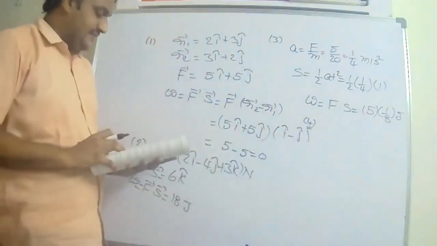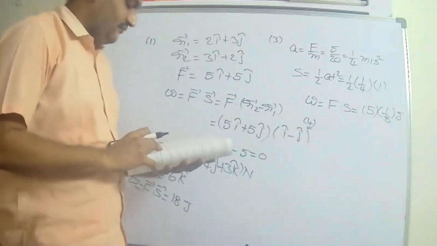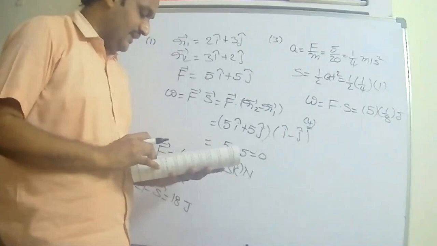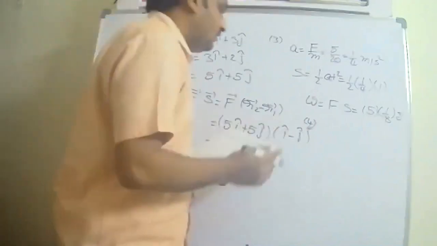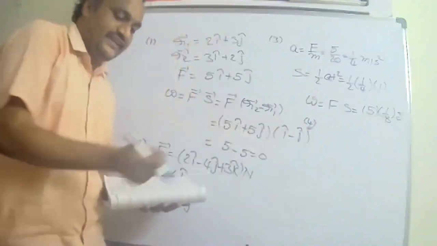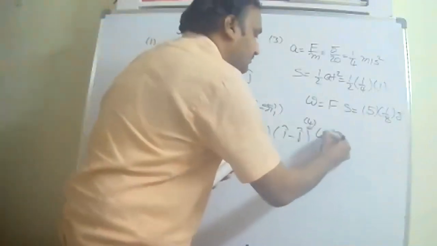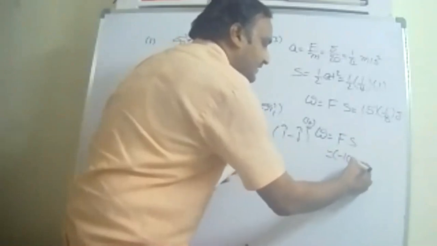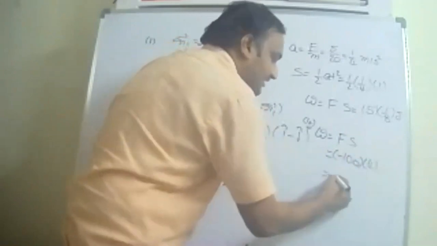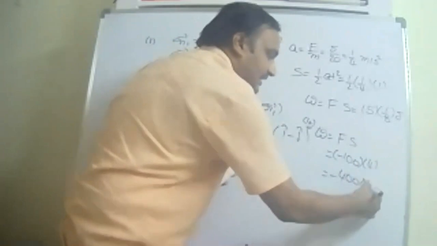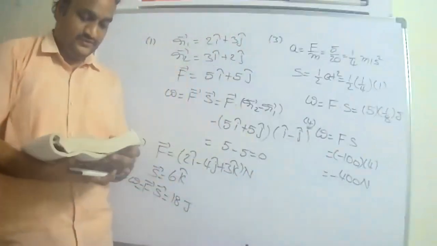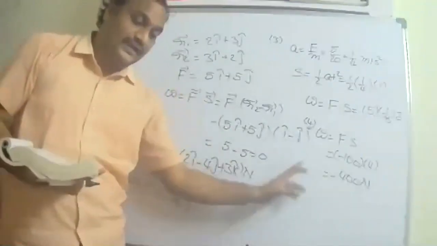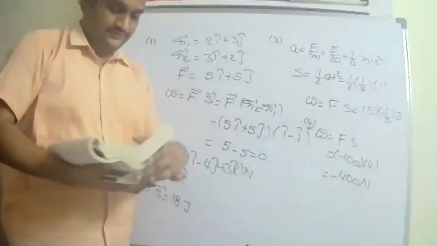Next, the box is pushed through 4 meters across the floor, offering 100 newtons resistance. How much work done by the resisting force? So the motion direction, friction is opposite, and the work done is equal to F into S. F is minus 100, S is 4. So minus 400 joules. Work done against resistance force is plus. Work done by the resistance force is minus.